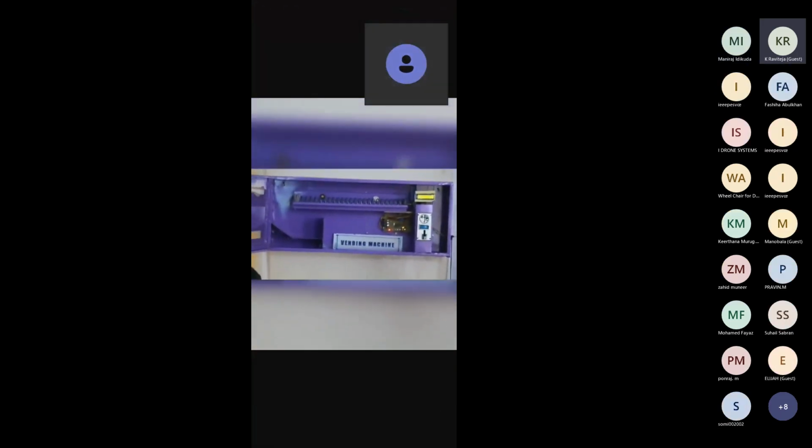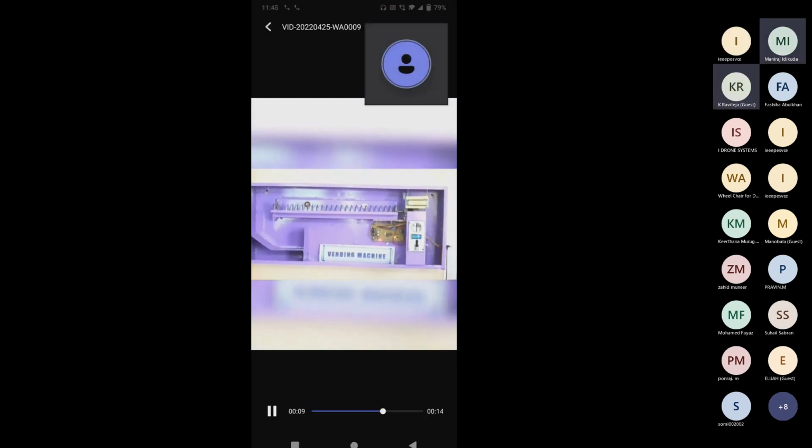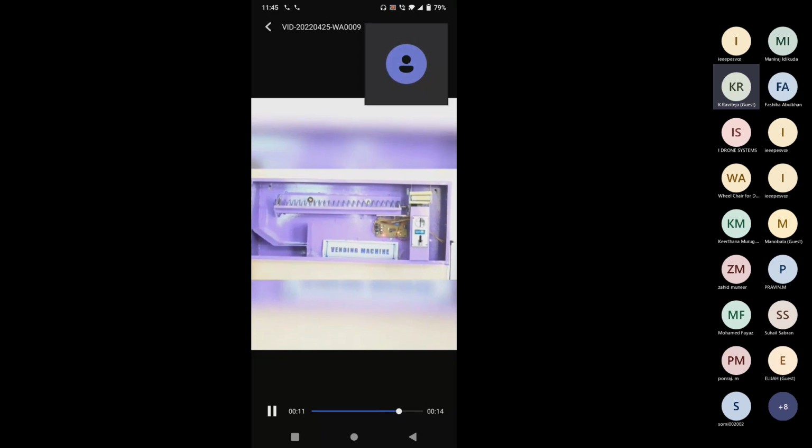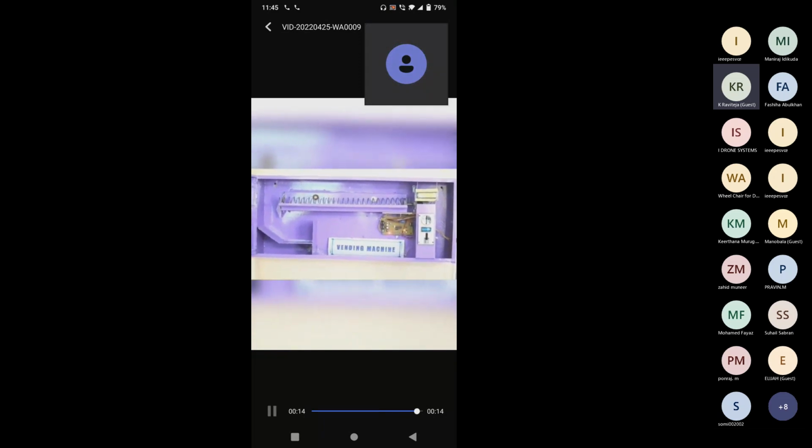Is that visible, sir? Visible. The coin has been accepted, the vending machine transaction has been accepted.